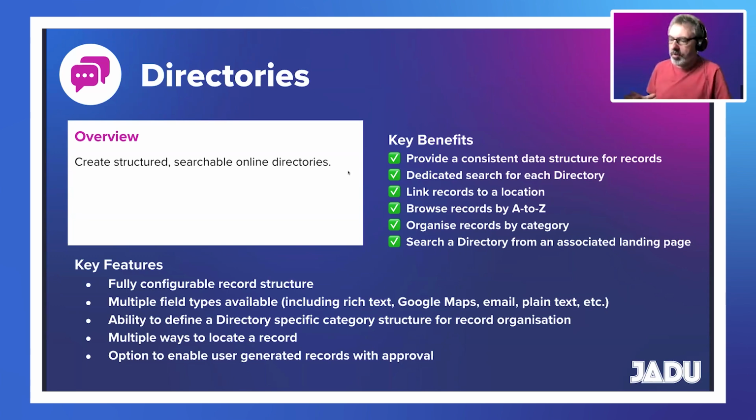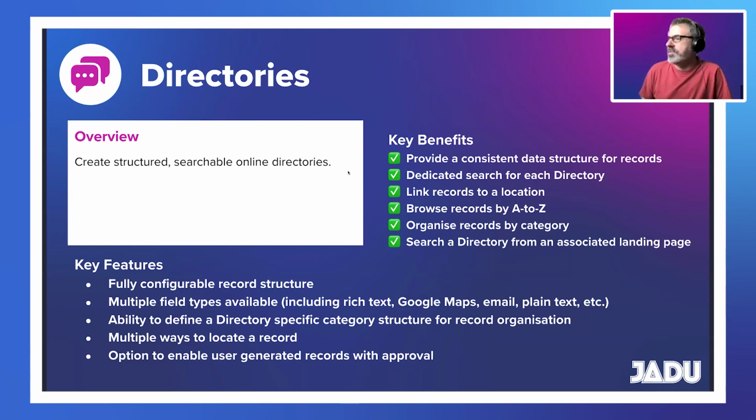Directories give you complete control over the record structure, so the fields that you want and the order that you present them in. There are lots of different field types, ranging from rich text to Google Map fields, email fields and plain text fields. And you have multiple ways for a user to locate a directory record. By default, there's the A to Z and the search option. If you're using categories to organize your directory records, people can also drill down through a list of records using that category structure. There are also a couple of options for user-generated content with approval in directories.